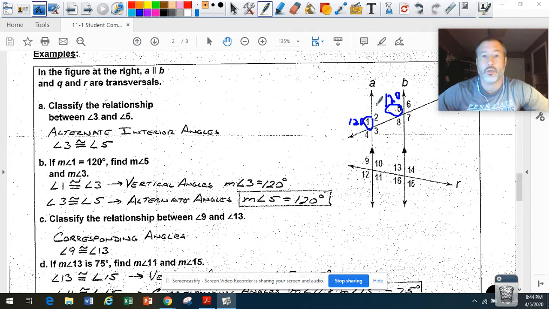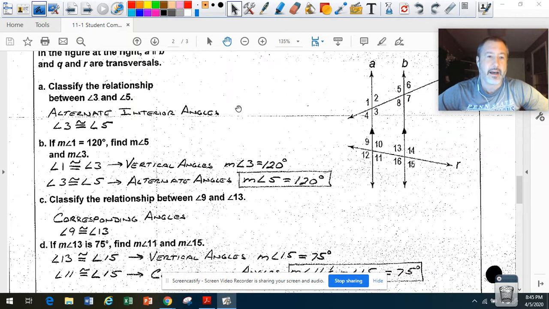Now, there's also other ways we can do this too. We could say, what if angle 1 is 120 degrees, that makes angle 3 what? That makes it 120 degrees also, because those are vertical angles. So if 3 is also congruent to 5 because of alternate interior angles, that would also make 5 120 degrees. So there's several ways to go about this. The easiest way is to say 1 and 5 are corresponding, which means they are congruent. So if the measure of angle 1 is 120 degrees, then the measure of angle 5 is 120 degrees. Okay, let's look more down here.